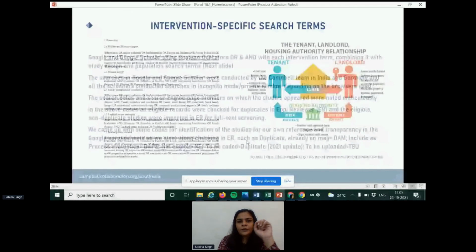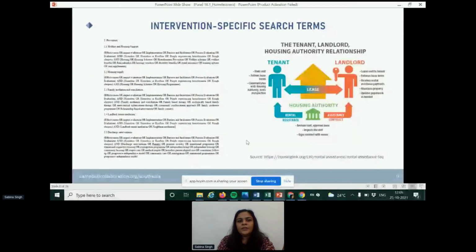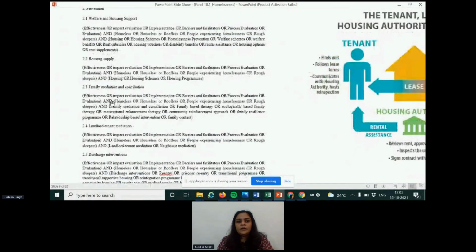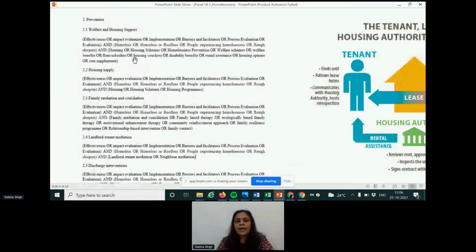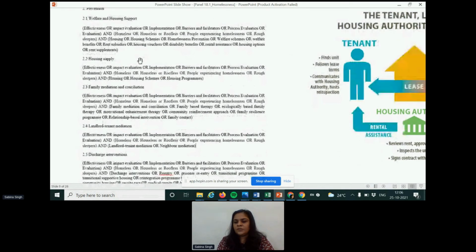So this is an example of a search string. I will just try to make it a little bigger. Yes. For example, this is the search design. We conducted it for both the maps at the same time, and we thought that we would separate them out once we got the results. So this was done for both effectiveness and implementation maps. We added the population, and we also used the OR operator for various synonyms of the search terms. For example, family mediation, conciliation, family-based therapy, and likewise for every sub-intervention category, we did this. So you can imagine this was such an exhaustive exercise.